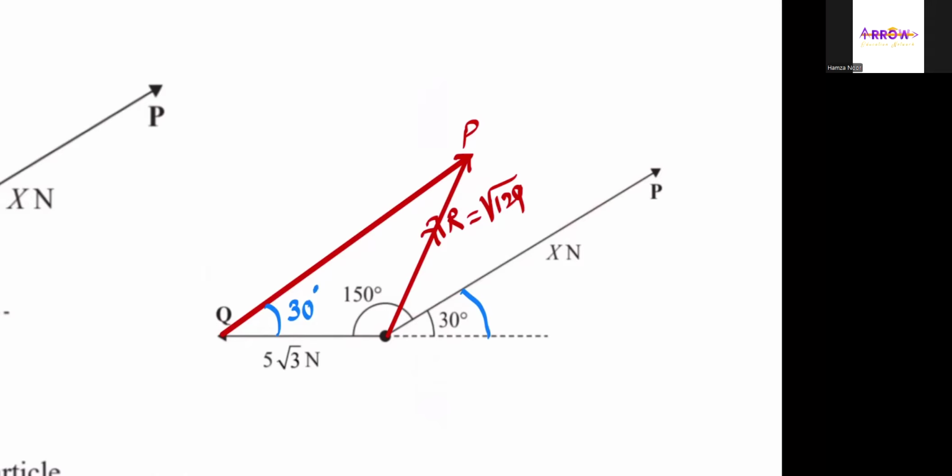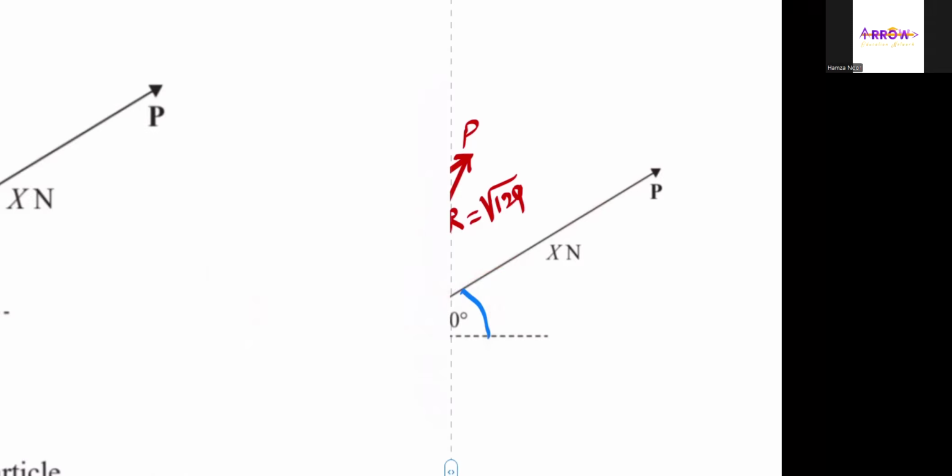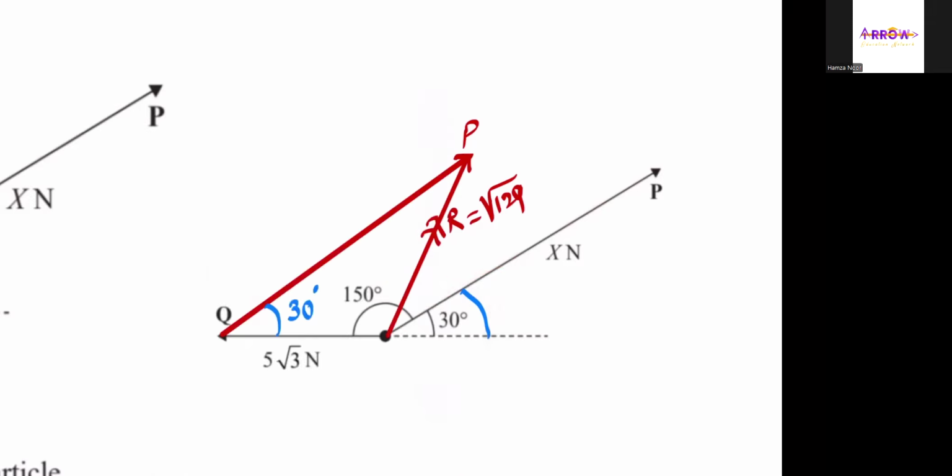This line is parallel to this line, and these two angles are equal according to the corresponding angles property. This angle and this angle must be equal according to the corresponding angles property. All right, so this is the idea behind this. Force P has a magnitude of x newtons and we need to find the value of x.